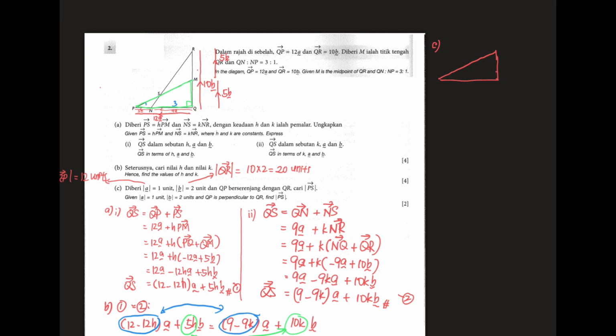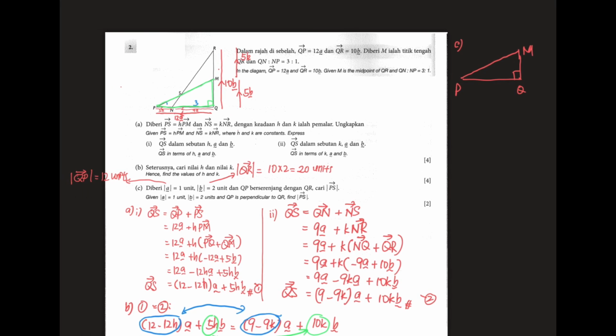Okay, let's look at the triangle again, the right angle triangle PQM. Just now we already discussed our PQ, or our QP. Our QP is 12 units. So if it's the other way around, it's just the same. It's still 12 units.